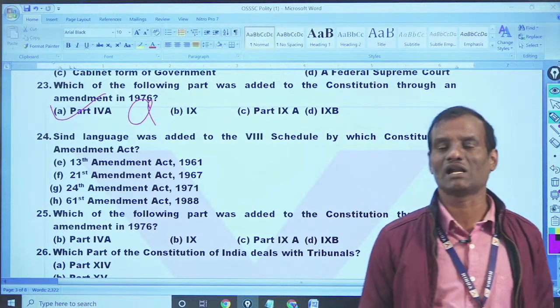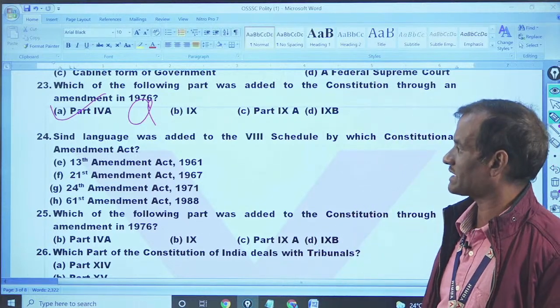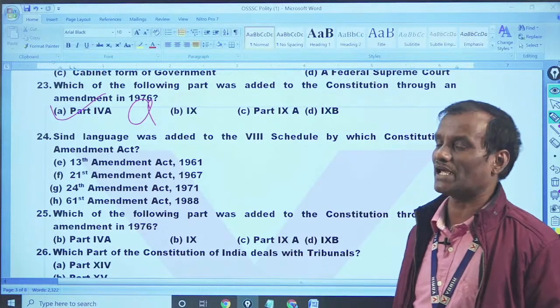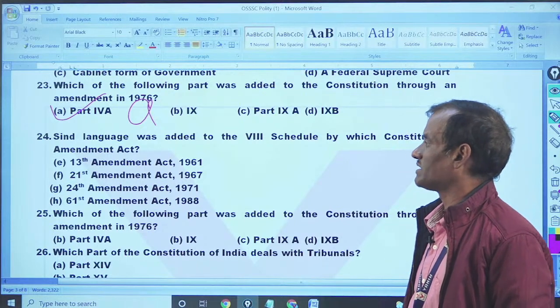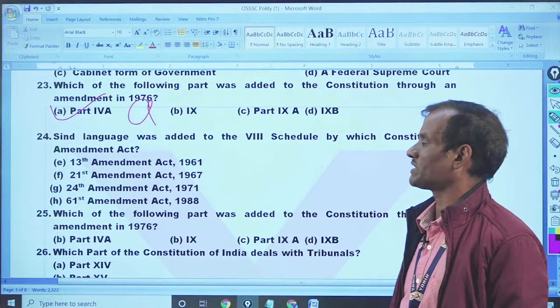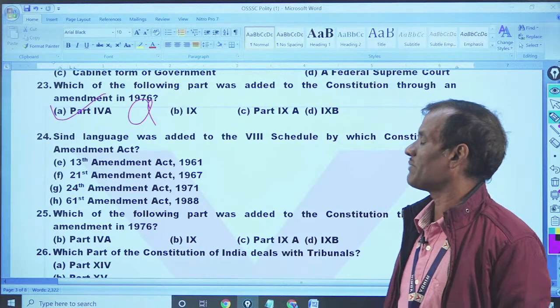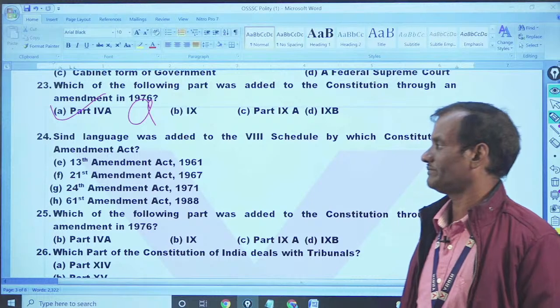Another part, 42nd, 1976. So give the answer, I will check. Okay, which other amendment was added? Another part was added by the 42nd Amendment Act apart from part IVA.